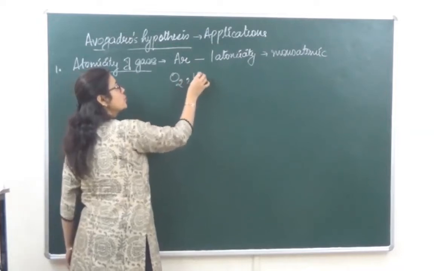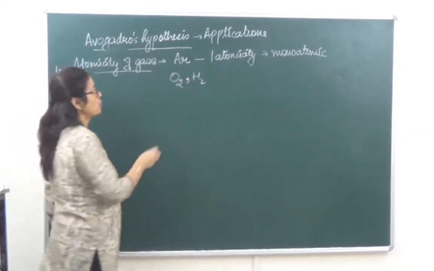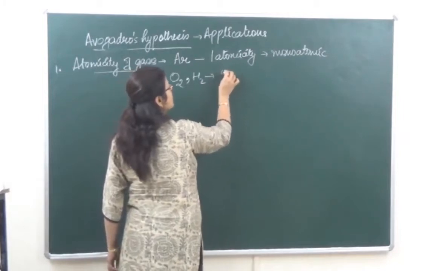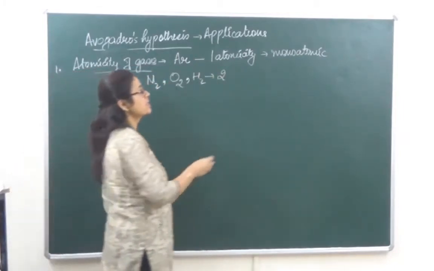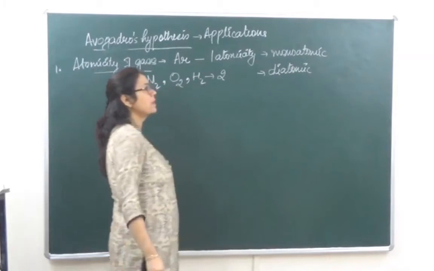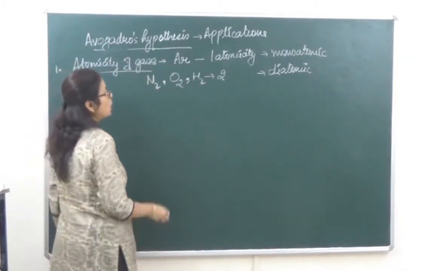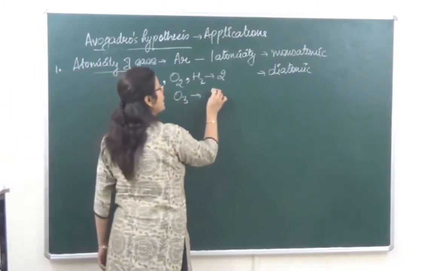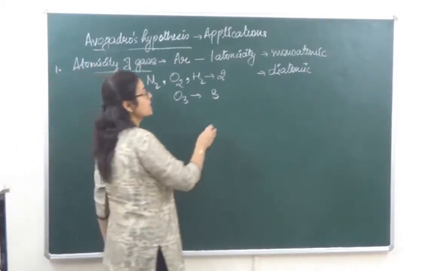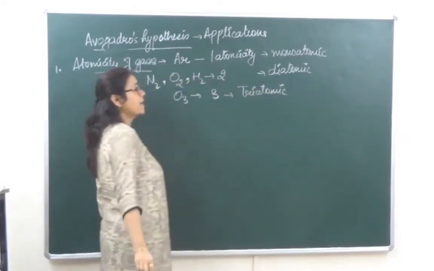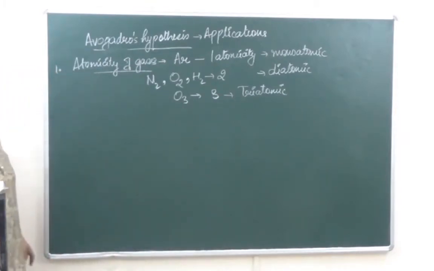Then we have diatomic gases. For example, hydrogen, oxygen, nitrogen. All these have 2 atoms. Therefore, the atomicity of such gases is going to be 2, and such gases are said to be diatomic in nature. Right? Then the third one is ozone. Ozone has 3 atoms. So atomicity is going to be 3, and such gases are said to be triatomic in nature. So Avogadro's hypothesis helped us to calculate the atomicity of gases.